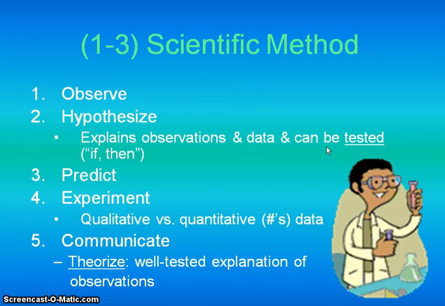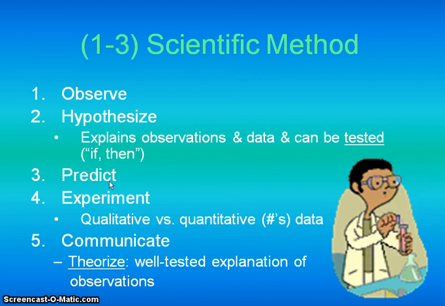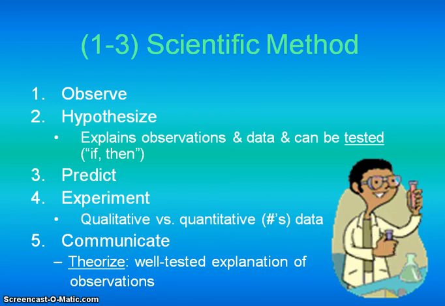That's key. A way to make sure that it is a testable statement is to use an if-then statement. If I do this, then this will happen. And that's just an easy way to make sure that your observations are stated in a way that can be easily tested. Hypothesizing and predicting essentially go together. When you make your hypothesis, you're making your prediction about what you think will happen or why you think something has happened. From there, you will conduct your experiment.